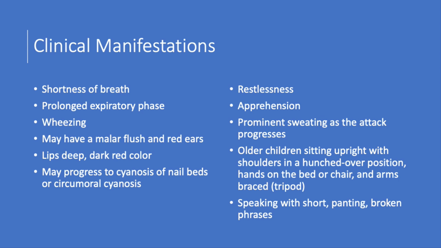Here's a more comprehensive list of the clinical manifestations associated with asthma. Due to the mucus plugging and air trapping, the prolonged expiratory phase is one of the key components. Keep in mind that expiration is a passive process, so all of those narrowed airways are really struggling to get the air out, whereas you have muscles to help you get the air in. And also keep in mind that it doesn't feel good when you can't breathe. So these children are going to be restless and apprehensive, and they're just not going to feel well.